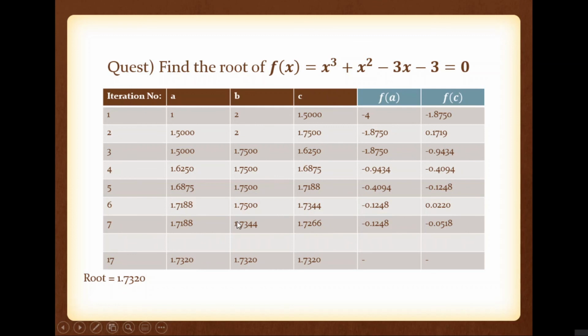So if it is root 3, this term will become 3 root 3. This is 3. Then this will become minus 3 root 3. So minus 3 root 3 and x cube is cancelled. And this minus 3 and this 3 are cancelled. So this is root 3.